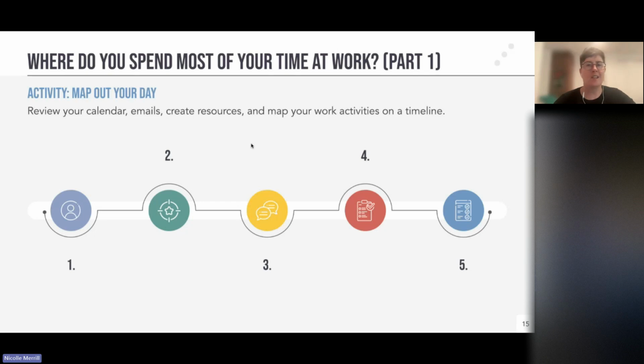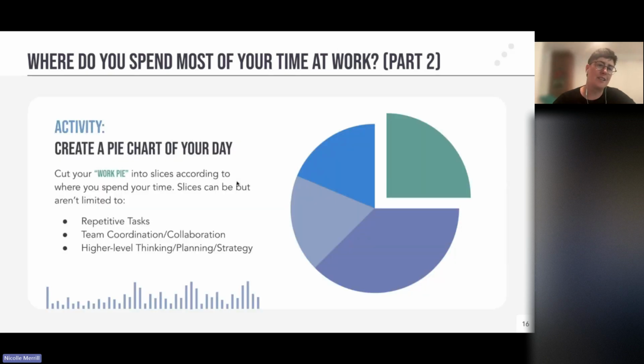Okay, and as you finish up thinking about your activities during the day, I want you to make a little pie chart. It doesn't have to look super fancy, but you can do this mentally too. Cut your work pie into slices according to where you spend the most time. So what are the tasks that are taking up the most time during your day that are repetitive? What are the tasks that are working across teams, that collaboration? What are high-level thinking tasks? Are you doing strategic planning a lot during the day? Are you doing data analysis? Are you writing? Think about that, and I'll give you another minute to map out in a work pie where you're spending your time.